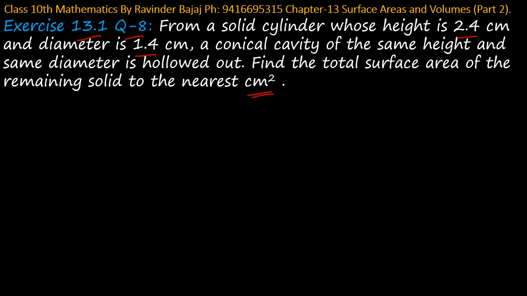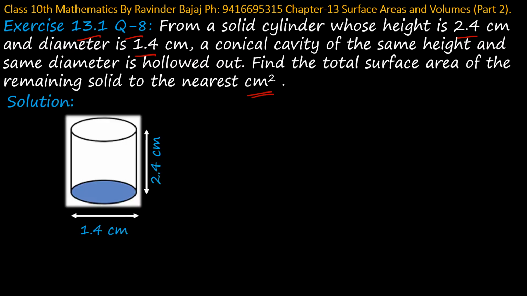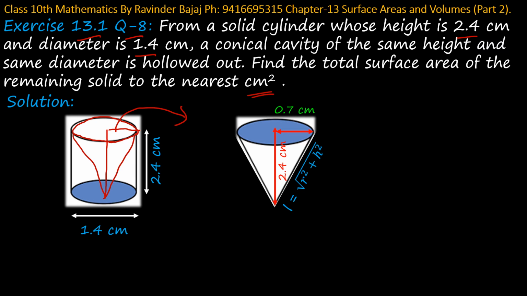So let's see what is the shape. Solution is, this is the given solid cylinder, out of which some part is taken out. So this is something of conical shape which is taken out from this cylinder, whose height and radius are the same. So if we take out this portion from this, we have taken it out. Now the resultant figure will be this. What will be the resultant figure?